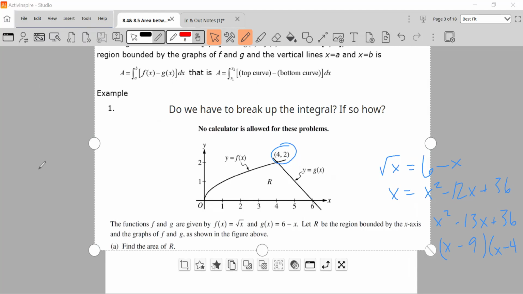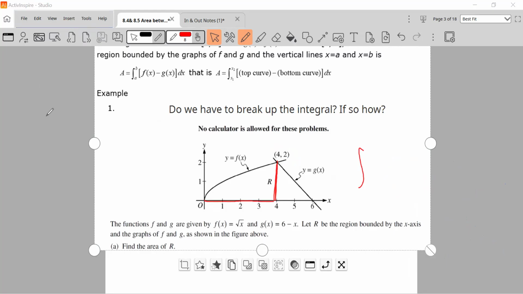In this case, to figure out the area of R, we're going to have to separate it into two separate integrals. We're going to have this splitting at 4. So our first is going to be the integral from 0 to 4 of f of x, which is just square root of x dx, plus, and then we're going to split it to a second one, which is 4 to 6 of g of x.